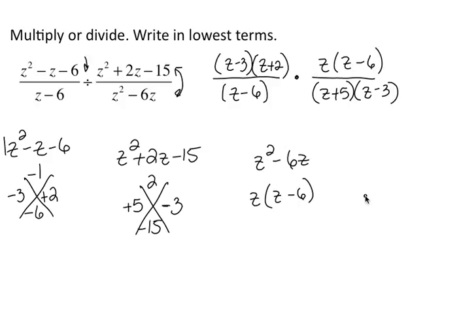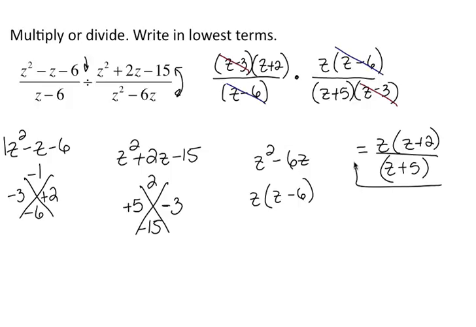So now I can cross-cancel anything that they have in common. So I can cancel this z minus 3 with that z minus 3. And then I can cancel this z minus 6 with the z minus 6. And there's nothing else that I can cancel. So what remains would be the answer to my problem. So my answer would be z times z plus 2 all over z plus 5. And that's my answer.